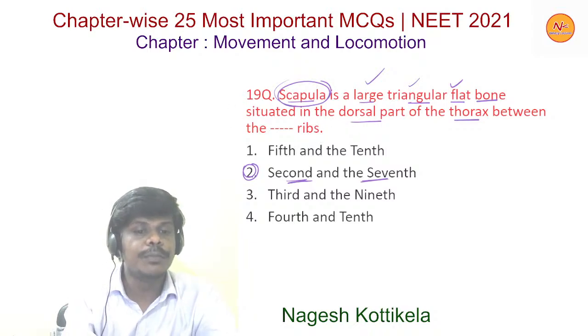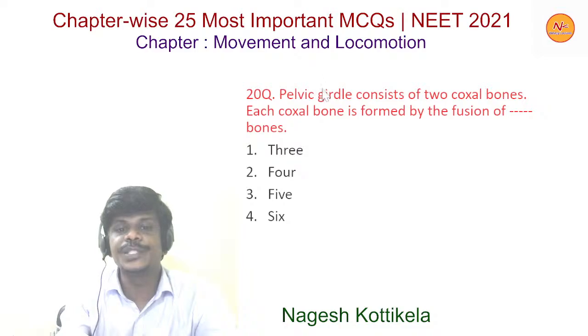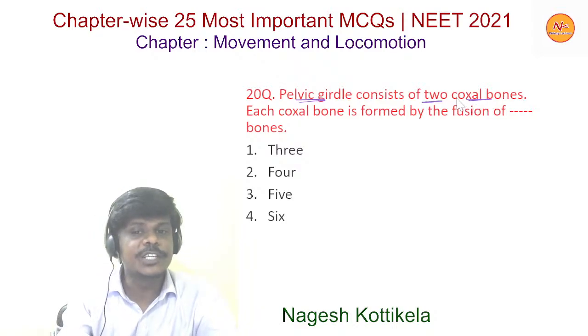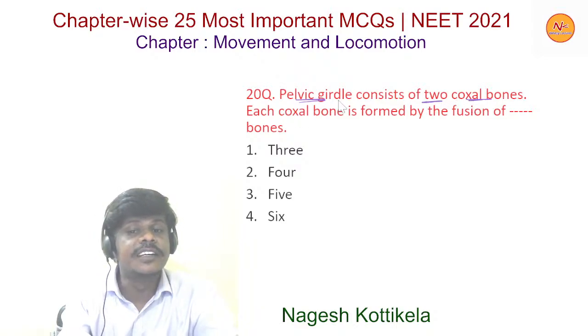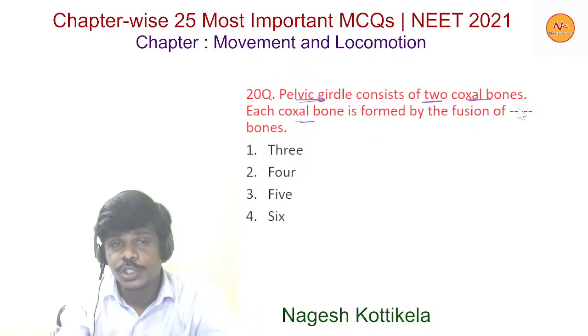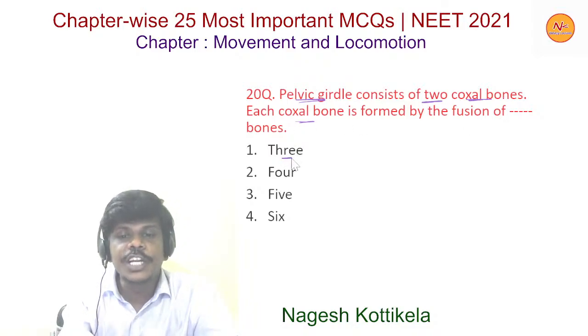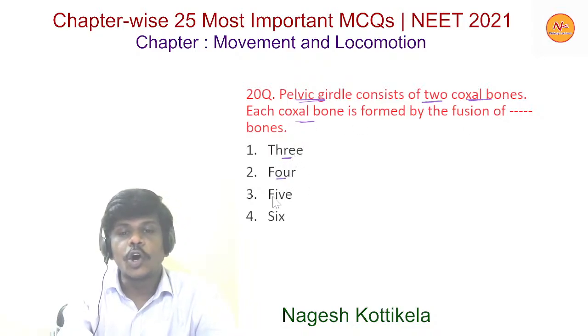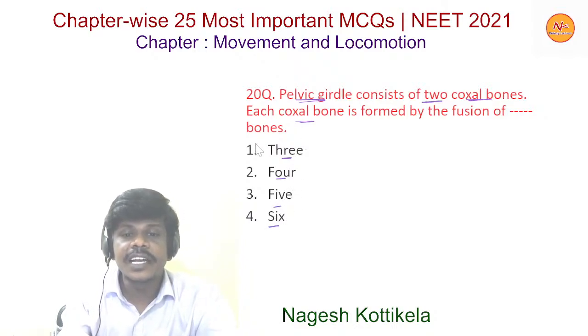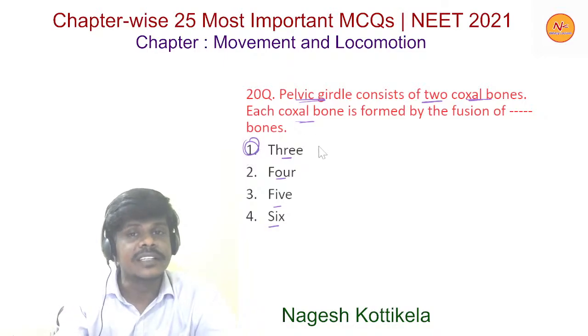Now moving to the next question, that is question number 20. Pelvic girdle consists of two coxal bones. I repeat the statement once again. Pelvic girdle consists of two coxal bones, and each coxal bone is formed by the fusion of dash number of bones. Here option 1 is 3, option 2 is 4, option 3 is 5, and option 4 is 6. And here the correct option is option 1, that is 3.